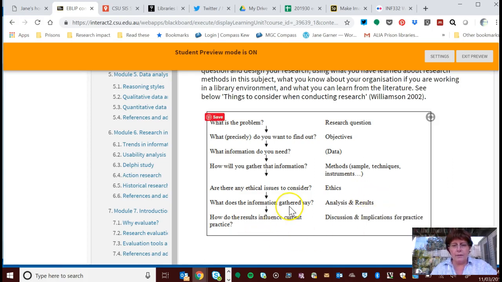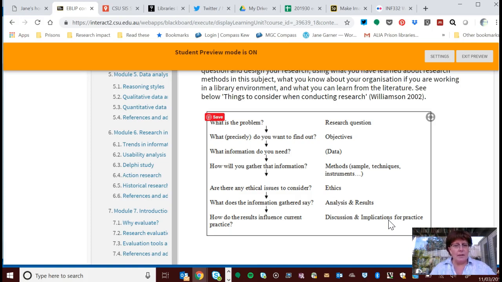The final thing we look at here in the research process is, how do the results influence current practice? So this is a discussion and implications for practice. So this is thinking, okay, this is the question, I've now answered it. I now know everything about juvenile justice libraries and how they're important and how they're used. So what does that mean now? Why is that important? Who can learn from this? And what are the implications of this new knowledge?